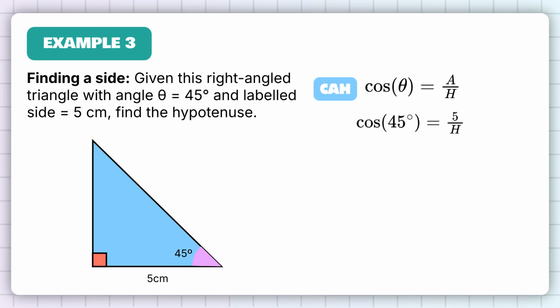Substitute in the known values. We can use our calculator to find the numerical value of cos 45 degrees, which is root 2 over 2. Then we can rearrange the equation to make h the subject. Typing this into our calculator, we find that h is approximately equal to 7.07 cm.